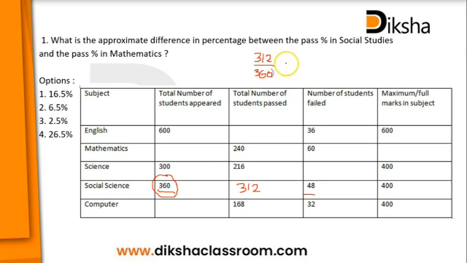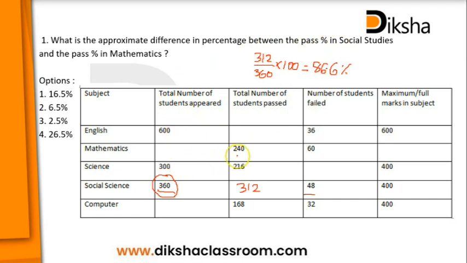360 into 100, that gives us 86.6 percentage. So the pass percentage in social studies is 86.6. And the question asks the difference between the pass percentage in social studies and mathematics.